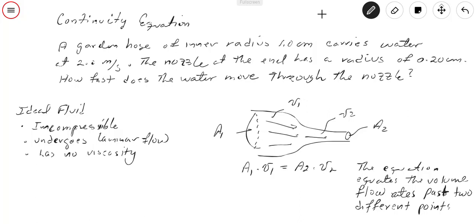What is an ideal fluid? This equation, the continuity equation, is going to apply for an ideal fluid. An ideal fluid is a fluid that is incompressible, that undergoes laminar flow, and that has no viscosity.